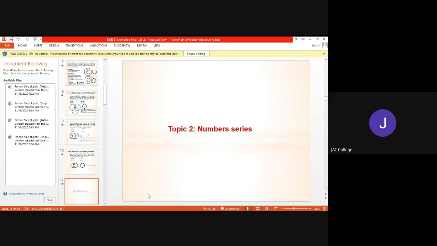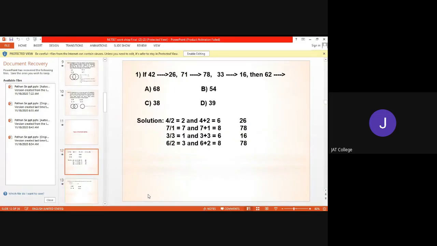Now next one is topic 2, number series. Now in the number series, look at here. If 42 corresponds to 26, 71 corresponds to 78, 33 corresponds to 16, then 62 will be... So we have to write the answer here. So look at here. First of all, any relation given here, 42 and 26, 71, 78, 33 and 16? It seems to be no relation between them.